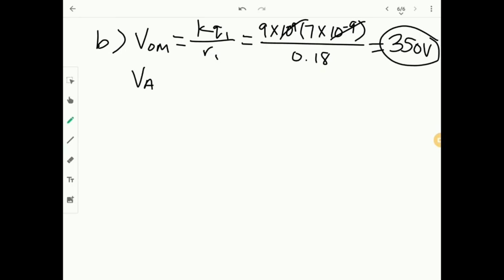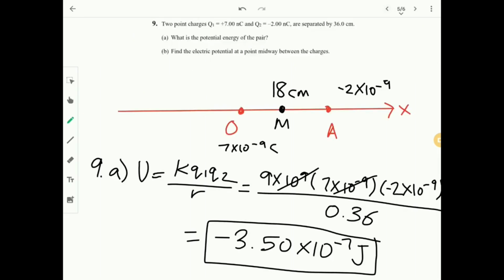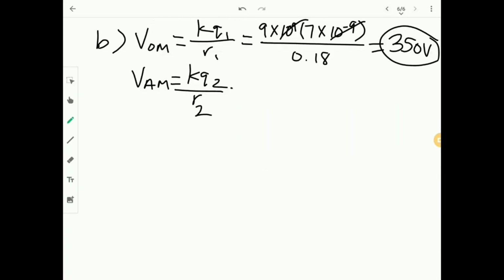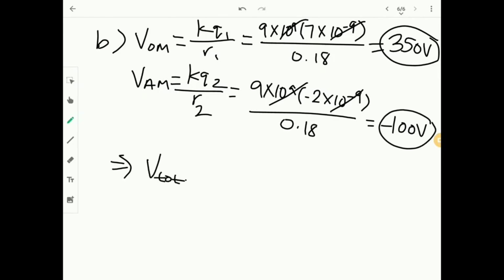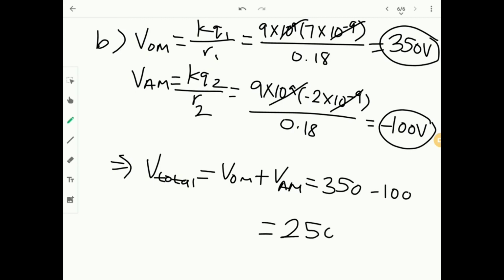Now let's call this VAM, which is KQ2 over R2, the electric potential at M due to A, is equal to 9 times 10 to the 9 times minus 2 times 10 to the minus 9 over again 0.18. Cancels, and we should get a negative 100 volts. Finally, concluding V total equals VOM plus VAM, which is 350 minus 100 to give 250 volts.